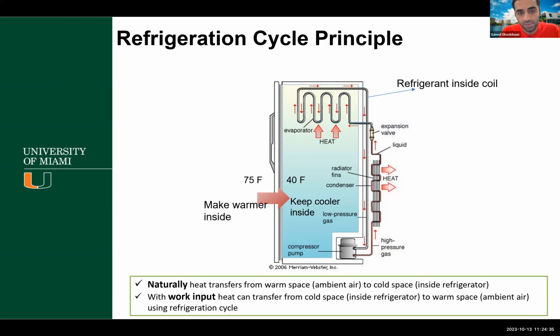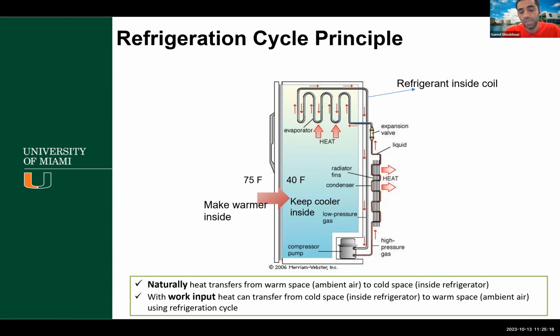Here we have one refrigeration cycle that we use every day: the refrigerator. How can it provide the cold inside the refrigerator? The cold air inside is a key parameter. When you open the refrigerator door, you can see that the warm air naturally goes into the cold space inside the refrigerator, and this process happens naturally. But our goal in a refrigerator is to transfer the heat from the inside, the cold space, to the outside, which is the warm space.